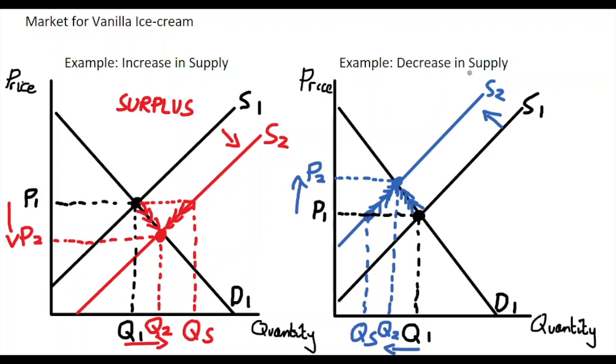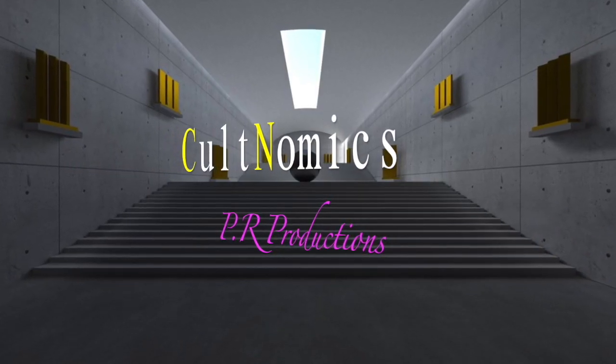So overall, a decrease in supply causes prices to rise and quantity, both demanded and supplied, to decrease on the market.